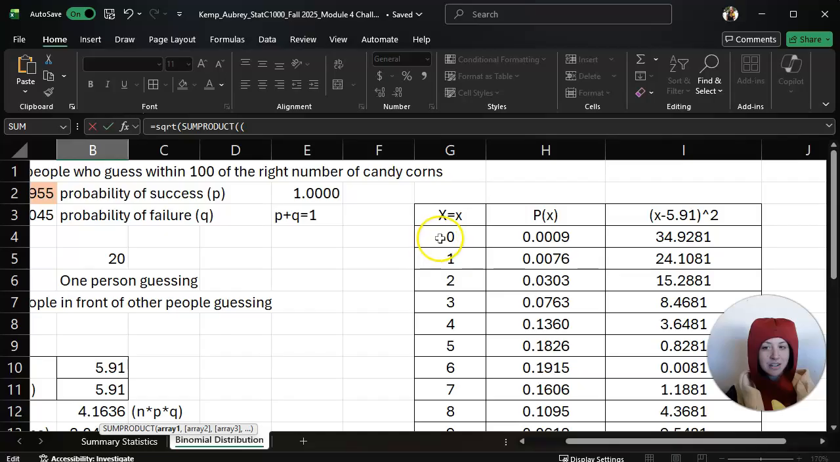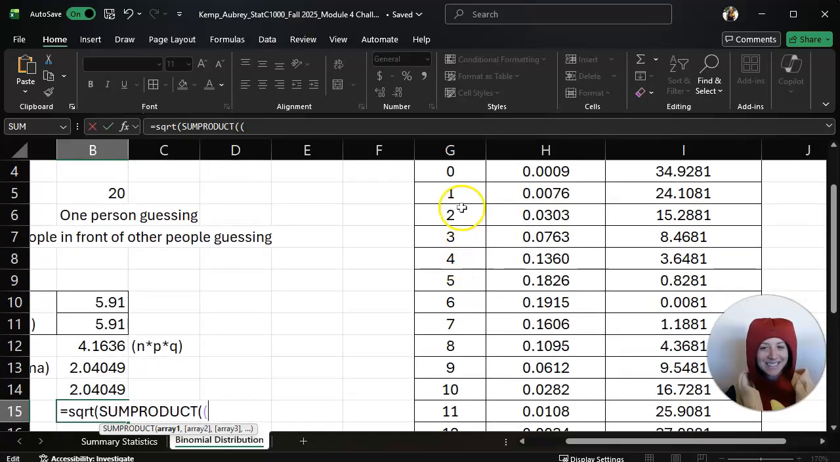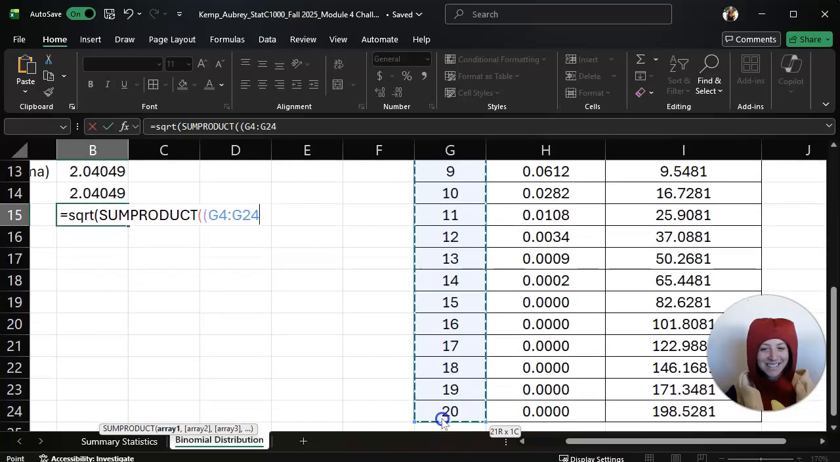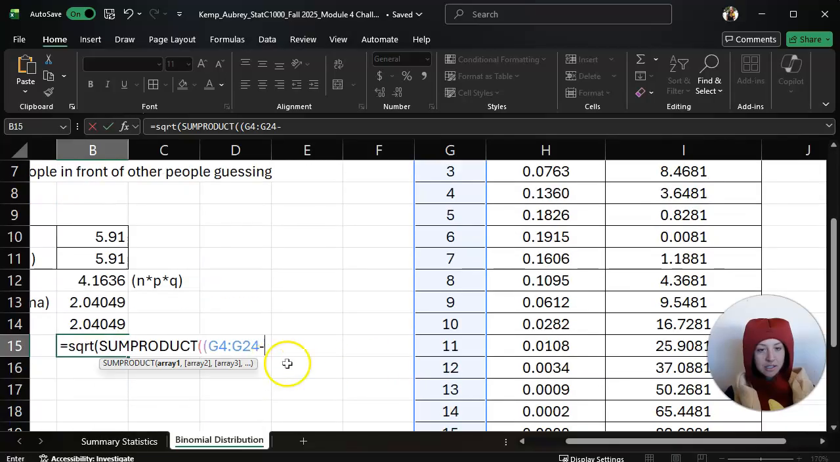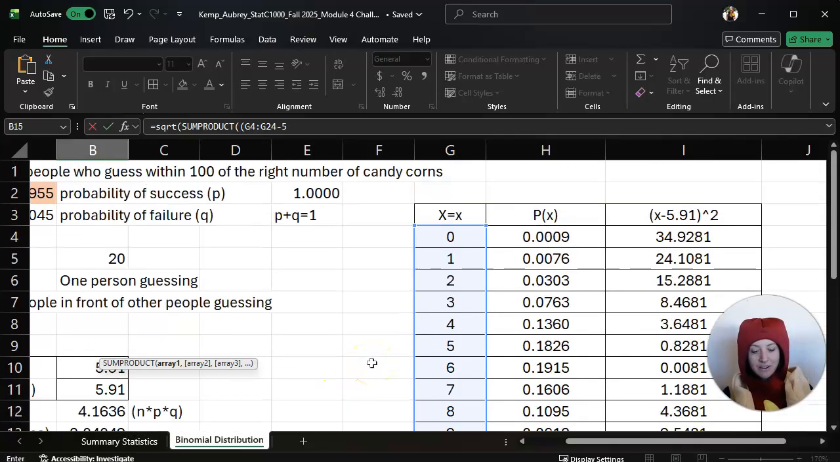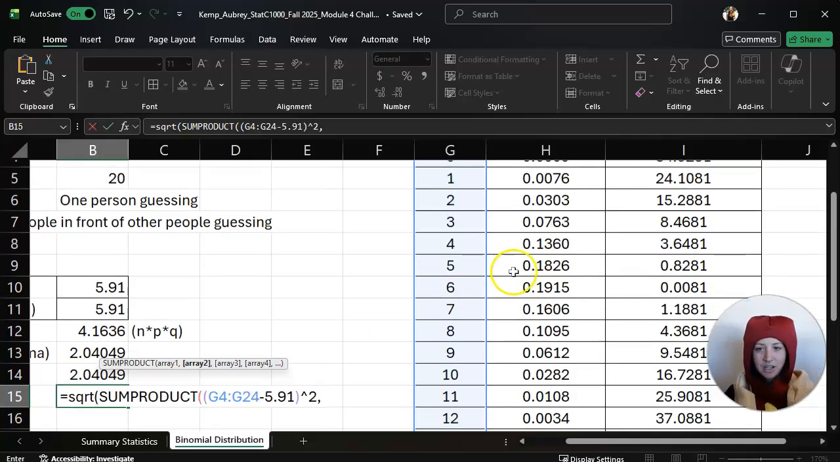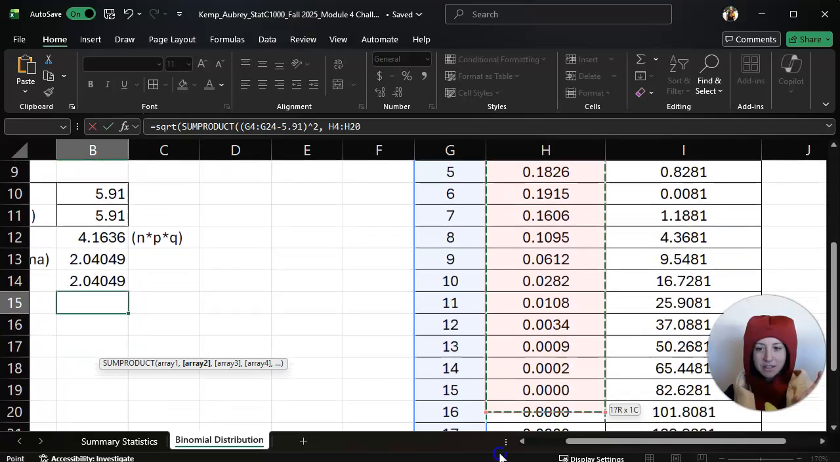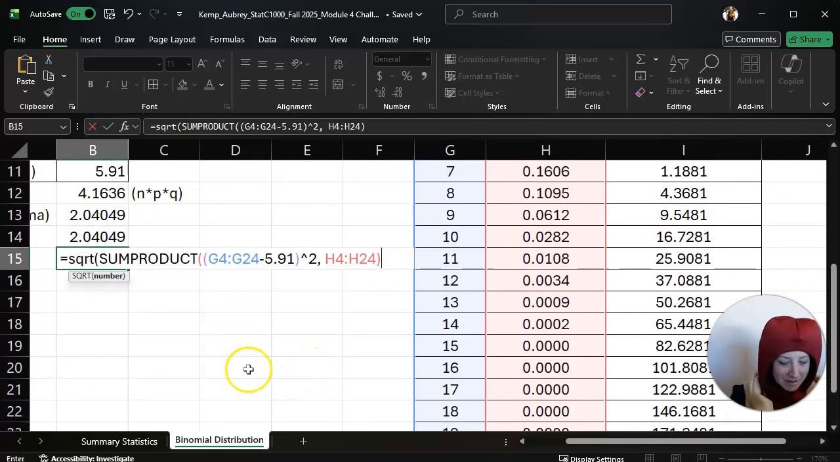is this going to work? I don't think it's going to work. Let's try it. Minus 5.91 squared. Okay, so that would be like the first array. We're trying to take all of those and multiply it by the probability. So I'm going to talk through this because I might be okay on this.